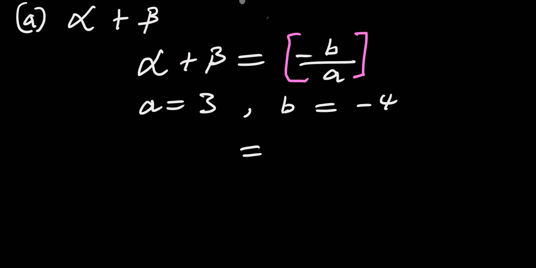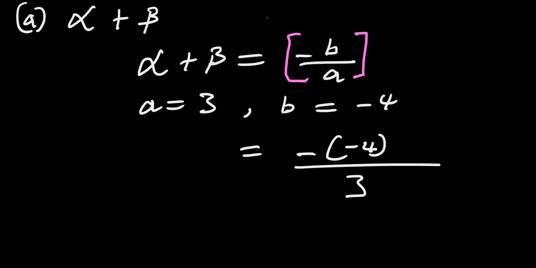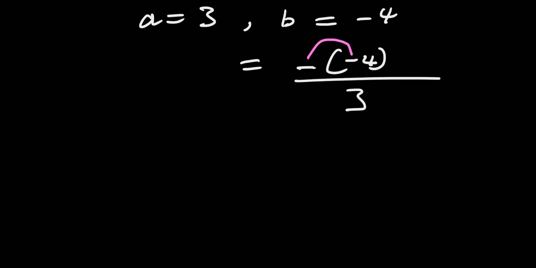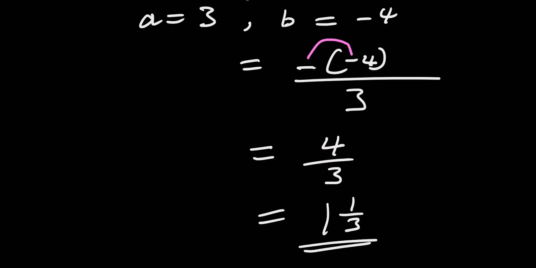And once we do that, we're going to have negative, parenthesis negative 4, over 3. And negative times negative is positive. So automatically this will become 4 over 3. So this is the final answer to this question and I hope it makes some sense. All right, let's move on to the next one.